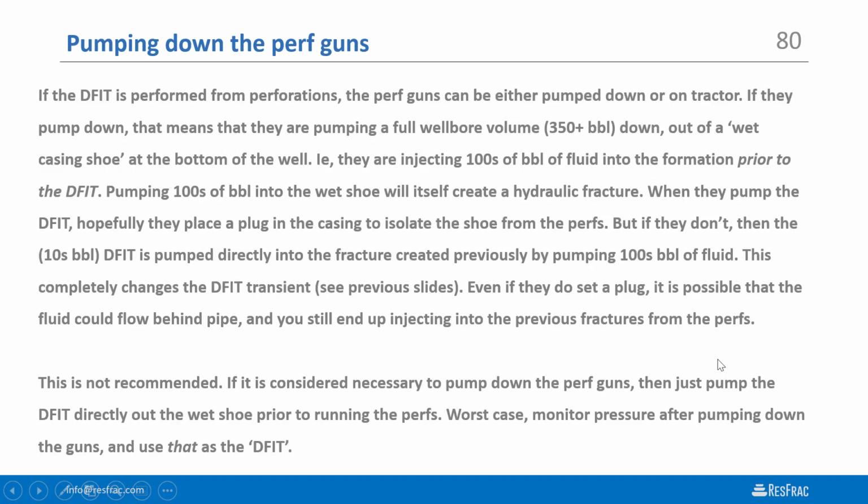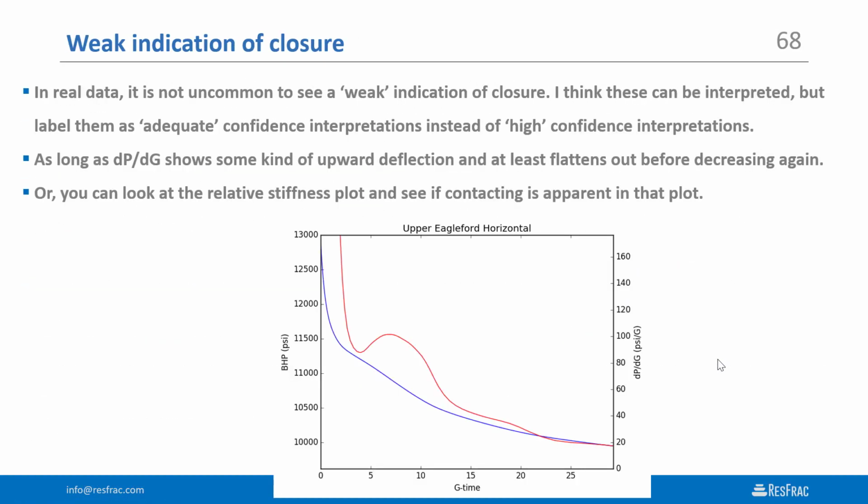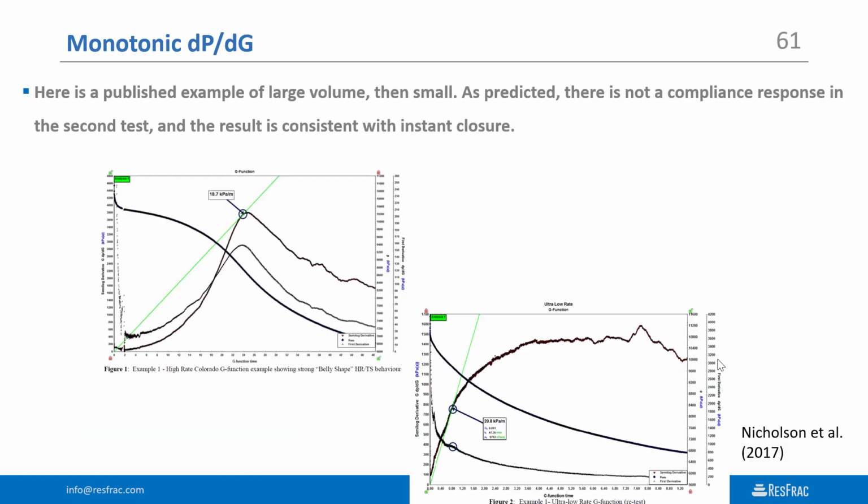Very important. Another one is pumping down the perf guns. Remember I talked about here, if you inject a large volume and then a small volume, when you inject the small volume after the big volume, you get an instant closure response because you never really fully reopened the crack to begin with.